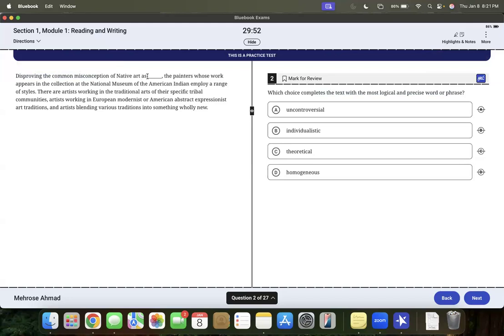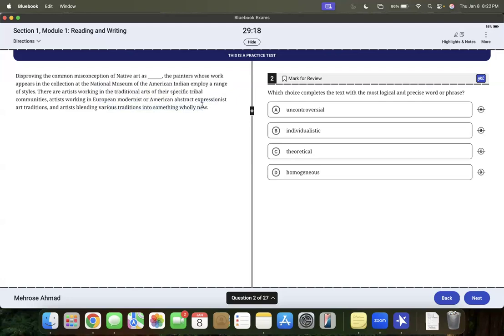Disproving the common misconception of native art as blank, painters whose work appears in the National Museum of the American Indian are a broad range of styles. There are artists working in the traditional style of their tribal communities, artists in the European modernist or American abstract, and artists blending tradition into something wholly new. The next sentence is talking about artists working in very diverse spheres. They're working in their traditional tribal communities, European sectors, American abstract arts, and some of them are just doing something completely new.